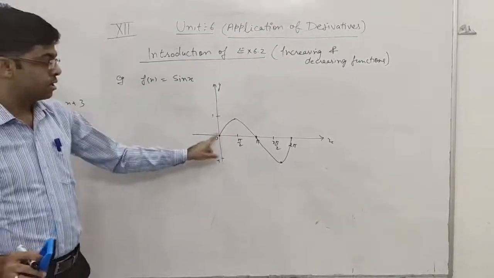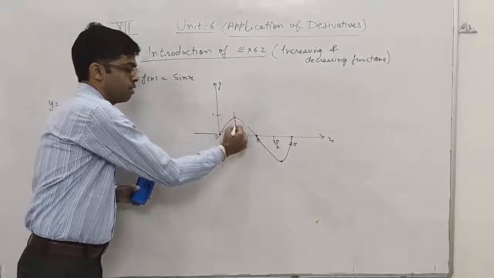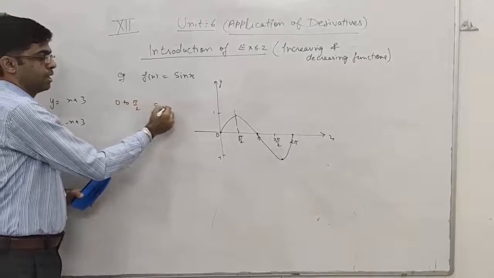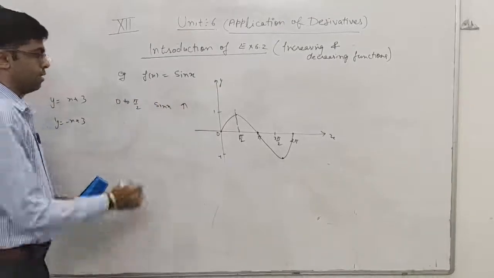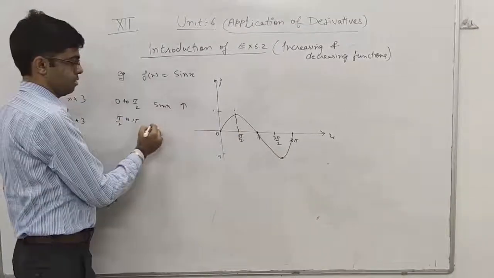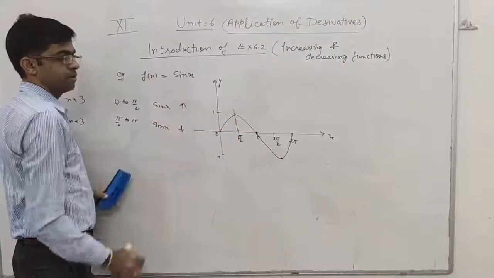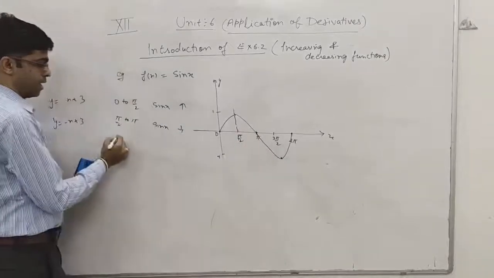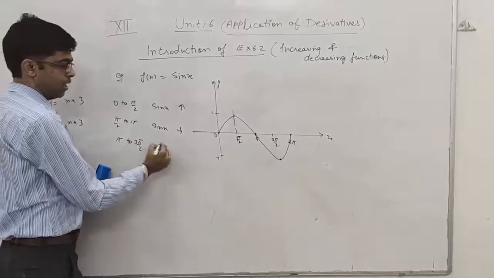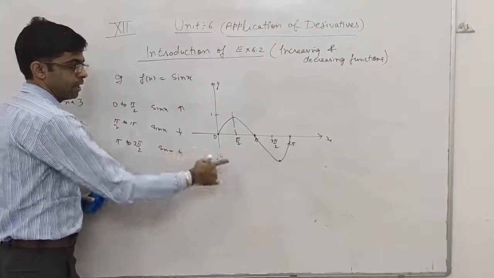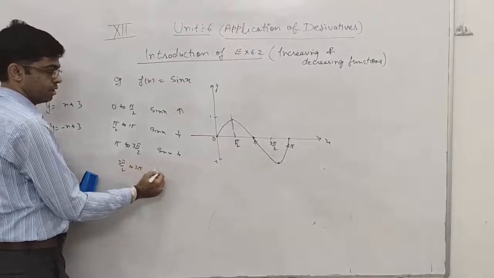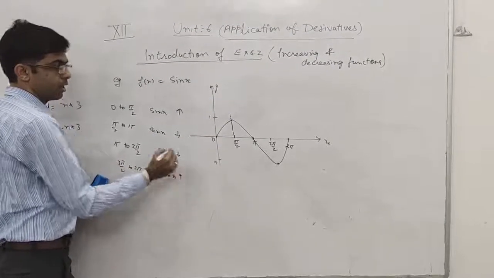Because you can see that from 0 to pi by 2, sin x is increasing. Then from pi by 2 to pi, sin x is decreasing. Then from pi to 3 pi by 2, sin x is again decreasing, and then from 3 pi by 2 to 2 pi it starts increasing.